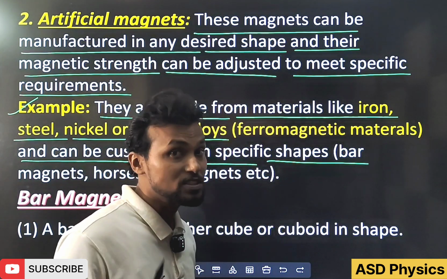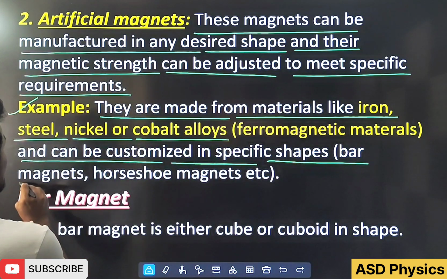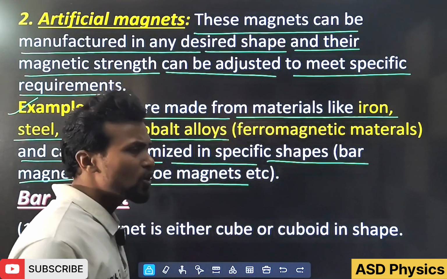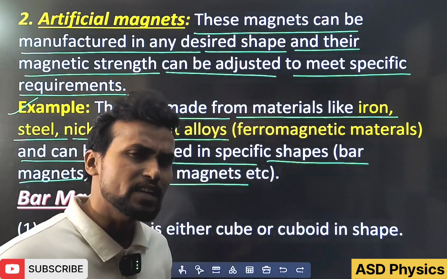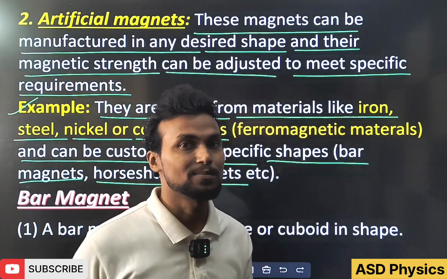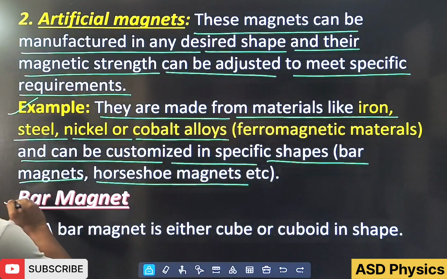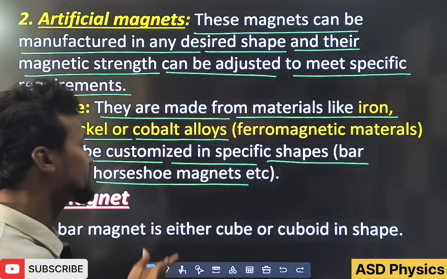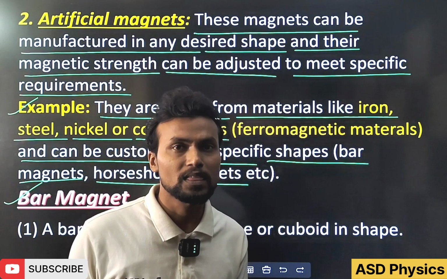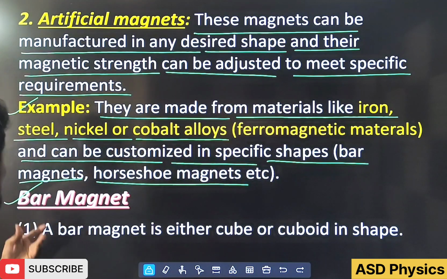What are the shapes are possible? You can see bar magnets are there, horseshoe magnets are there, or any kind of shape if we want we can make it. Which magnet? Artificial magnets, is it? Let's see. Now under the artificial magnet in our syllabus the bar magnet is there now, so let's go through the bar magnet. So we'll see one by one.